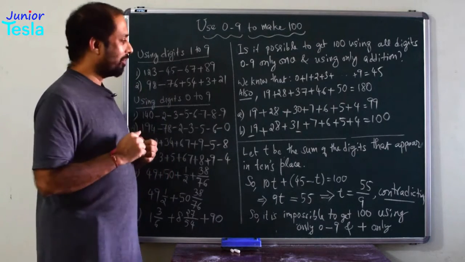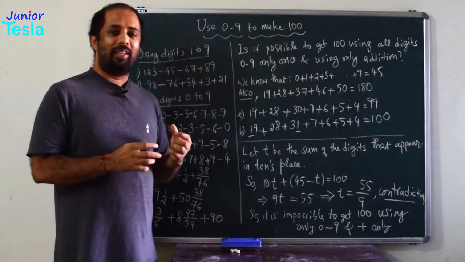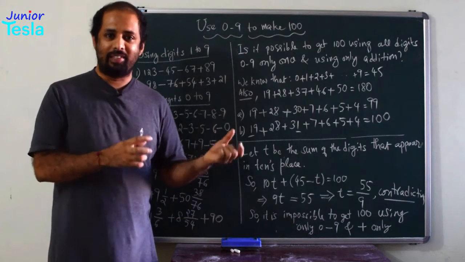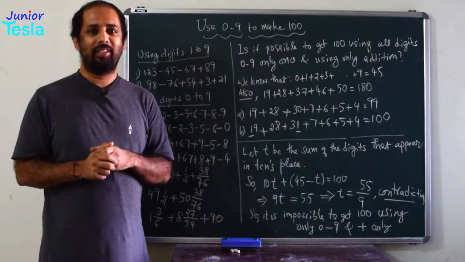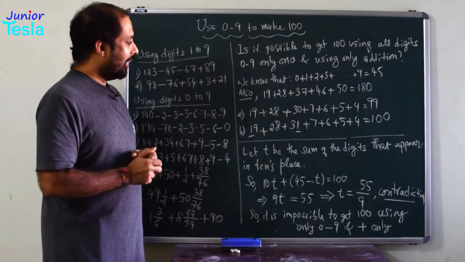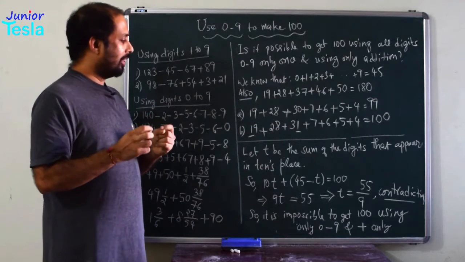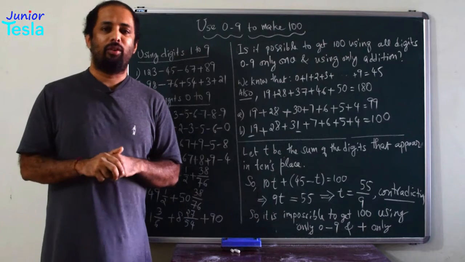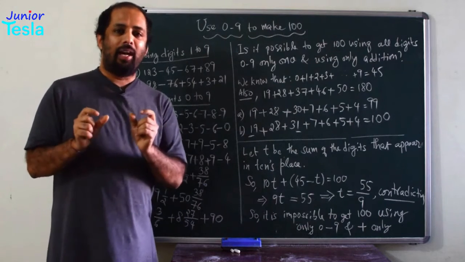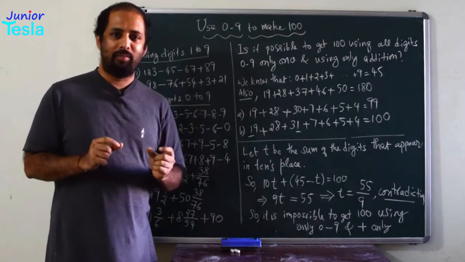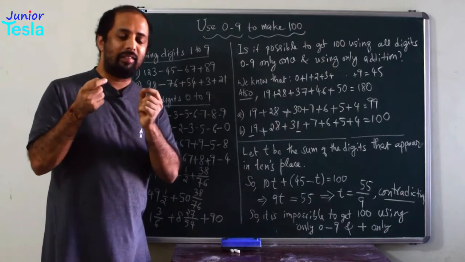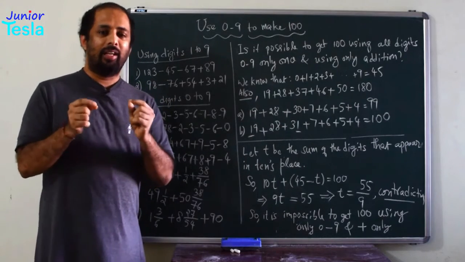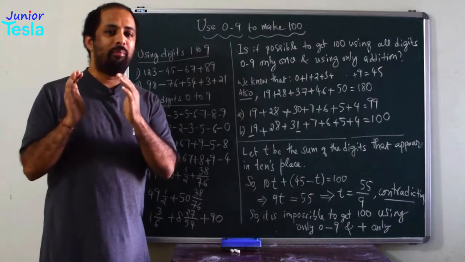Let us see why. As I told you, our desired series will have some single digit numbers and some 2-digit numbers, right? Now let t be the sum of the digits that appear in the tens place. So what I'm doing is I am going to take only 2-digit numbers in the series, and I have picked those digits in the tens places, and then I am adding them and I am calling them t.